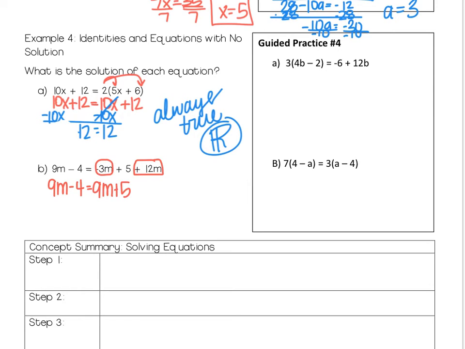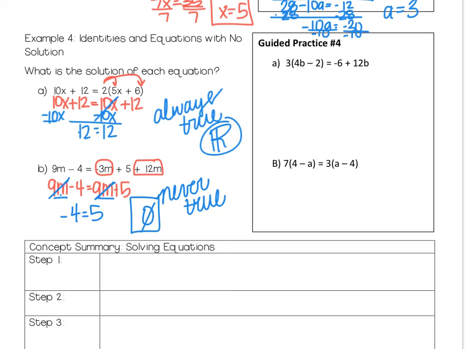When you have the exact same number sign and variable on opposite sides of the equal sign, like here I have 9m and 9m, they're actually going to cancel, and you end up with -4 equals 5, which is never true, which means it wouldn't matter what I plugged in for my variables up here, nothing would work. That means that I have no possible solution to that problem. So my answer is no solution. You can write out the words no solution, or you can draw a circle with a line through it.